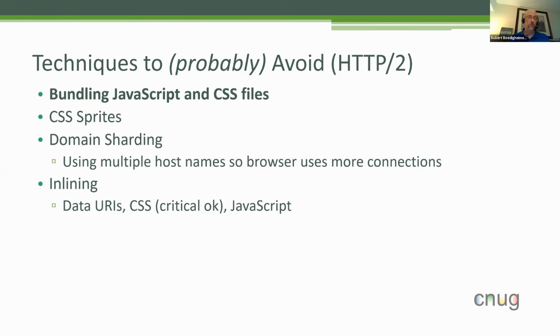Another one people did was called domain sharding. So cdn.example.com gave you 6 connections. If you created CDN2 and CDN3, you'd end up getting 6 more connections per host. So it took a little while for each connection to start up, but once they did, you'd have 18 connections instead of 6. Again, not an advantage anymore in HTTP 2.